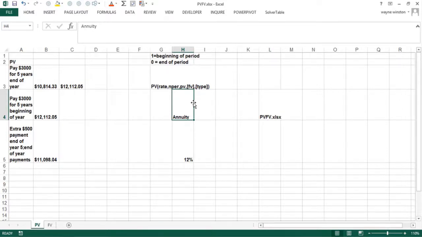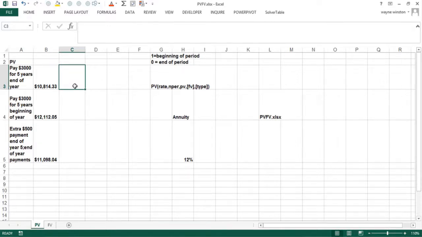0 means the end of the period is when the annuities are paid. 1 means the beginning of the period. So 0 makes it like the NPV function. Okay, so let's look at some examples here. We're paying $3,000 a year for 5 years, at the end of each year. What's the present value in today's dollars of those payments? That means the $3,000 at the end of a year from now would be divided by 1.12. We'll assume a 12% discount rate. The $3,000 2 years from now is divided by 1.12 squared, etc.